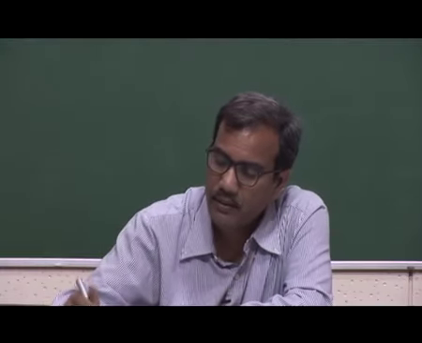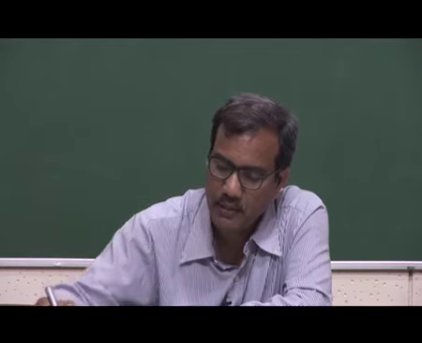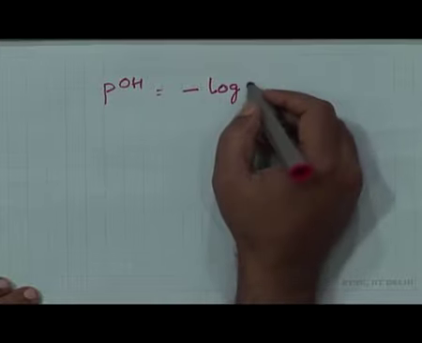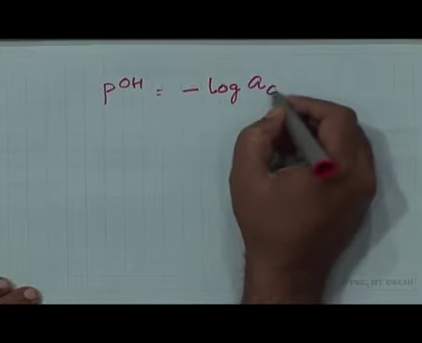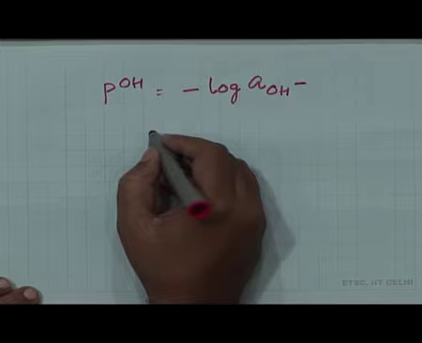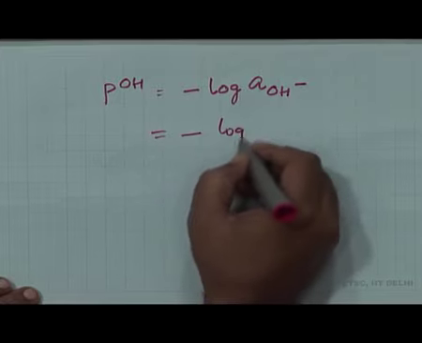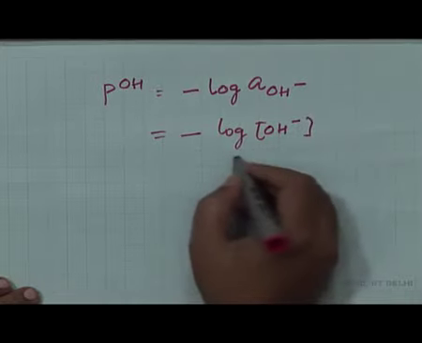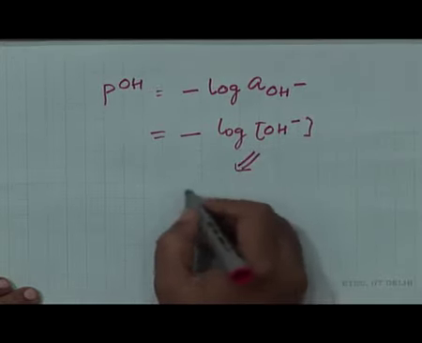And similarly, we can define pOH, and that is simply minus log activity of OH minus ion, and again in dilute solution this is equal to minus log of the OH minus ion concentration.